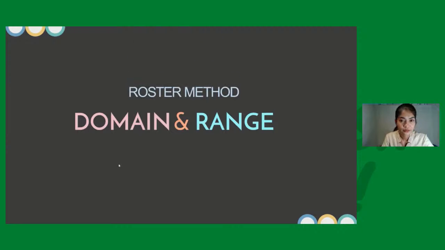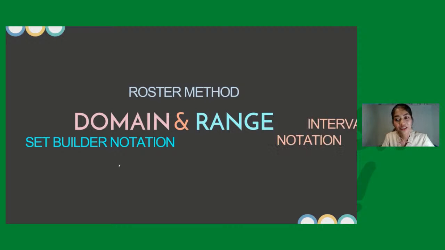So, sabi dito, ayan. For the domain and range, we can write this in different ways. The first one is the roster method, and we can also represent domain and range using the set builder notation, and lastly, the interval notation.